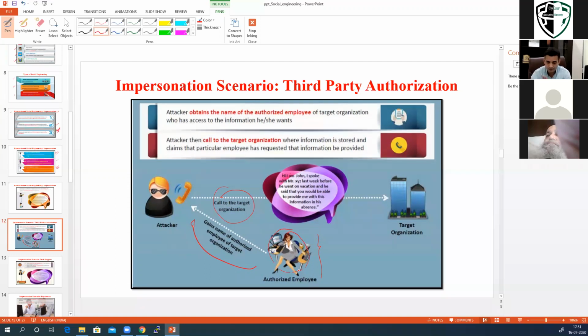So this scenario can also come in front of you. Okay, so you have to be very specific and clear about how attackers are using the identity of an authorized person against target organizations. Okay, so this scenario is also coming into the picture these days.